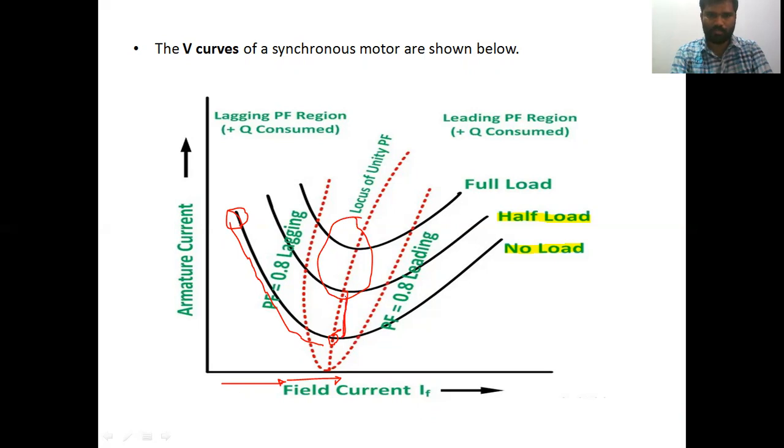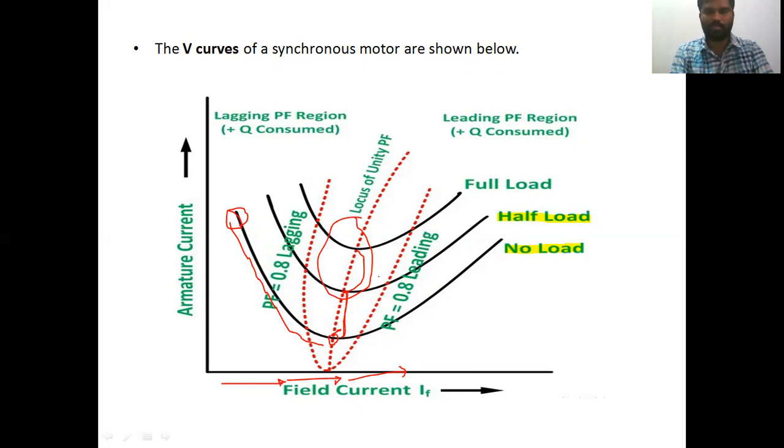At no load condition, a very minimum amount of current is required for operating at unity power factor. But in half load condition, we require more current to be running at unity power factor. Similarly, for full load condition, we further require more current to run at unity power factor. So after that, if I increase the field current, the machine will be running at leading power factor.